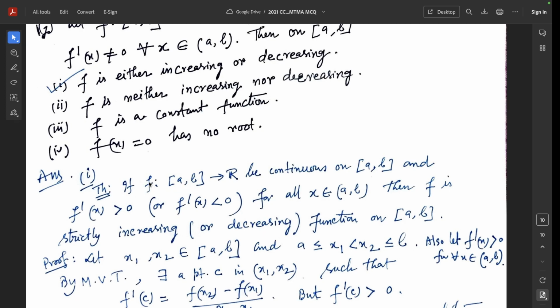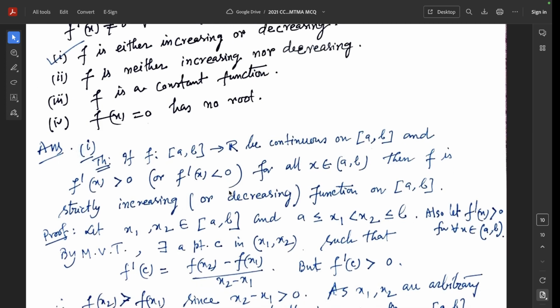Here we have a theorem: if f mapping from the closed interval [a, b] to R is continuous on the closed interval and f dash x greater than or equal to 0 or f dash x less than 0 for all x, then f is strictly increasing if f dash is greater than 0, and when f dash x is less than 0, then strictly decreasing on the closed interval [a, b]. We prove this by taking two points x1, x2. So f dash x not equal to 0 means either f dash x greater than 0 or f dash x less than 0. So either increasing or decreasing.